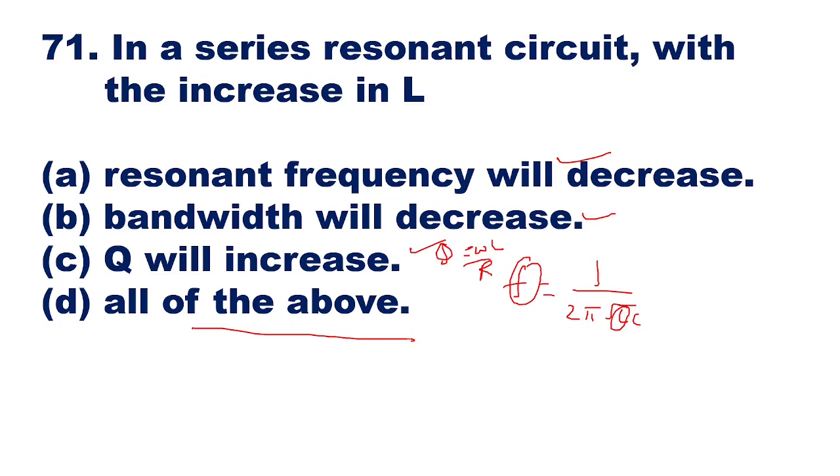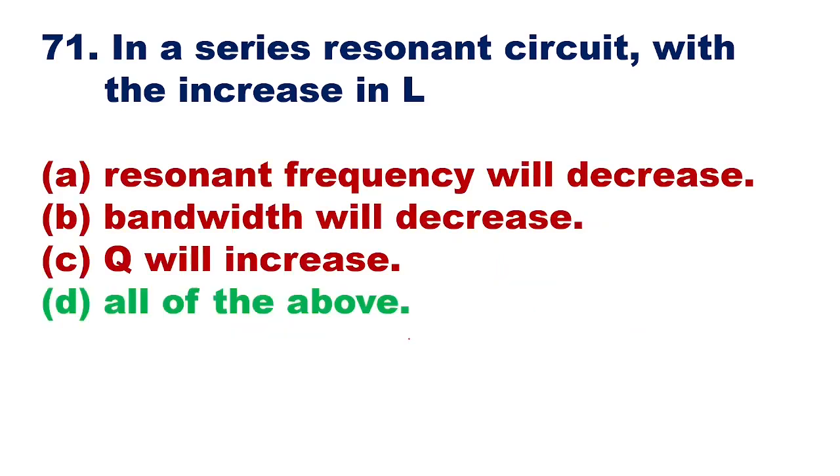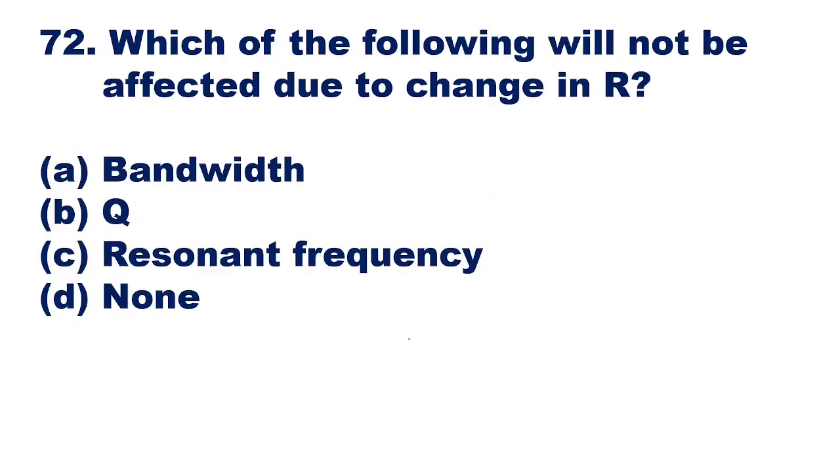So in this question, in a series resonance circuit with the increase in L, all of the above things take place. That is, resonant frequency will decrease, bandwidth will decrease, and Q will increase. So option D is the right answer, all of the above. Then we'll go to the next question, question number 72.